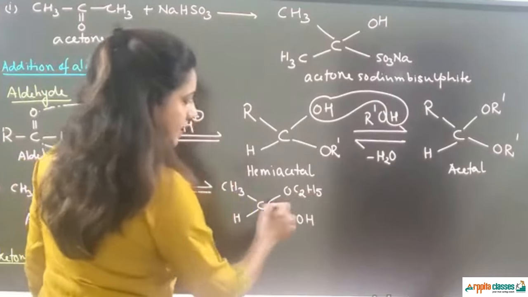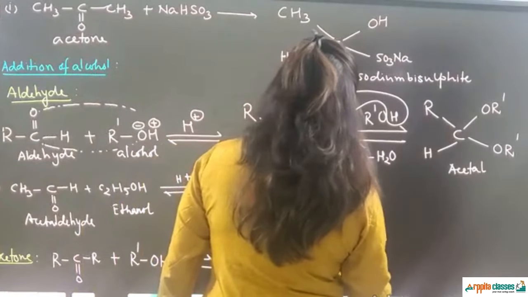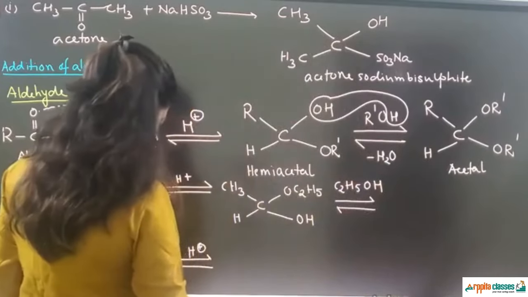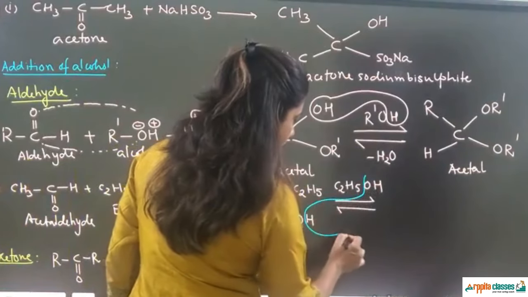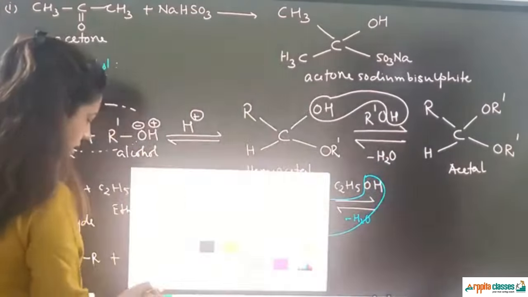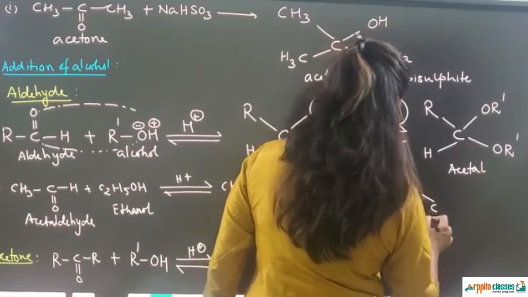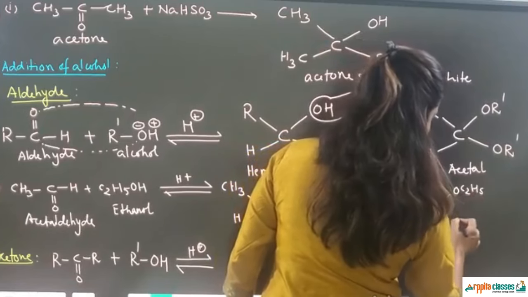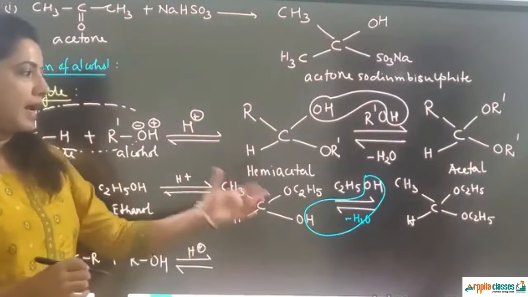This is the hemiacetal part. Now again another molecule of C2H5OH. So what happens here is water molecule will be removed from here, like this. It is a removal of water and the final product will be CH3C, this is H, OC2H5 and OC2H5. This is a final product, which is an acetal.